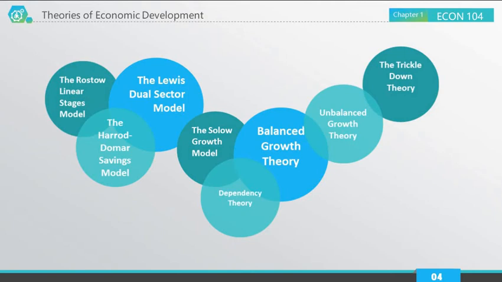Nagkakaroon siya ng development sa sarili niya. Why? Because nabibili niya na yung gusto niya. Diba? Napapaaral niya na yung mga anak niya. Nagkakaroon ng development sa buhay niya. Because of those rich people. So, yun po yung tinatawag na trickling down theory. Alright. Next tayo.